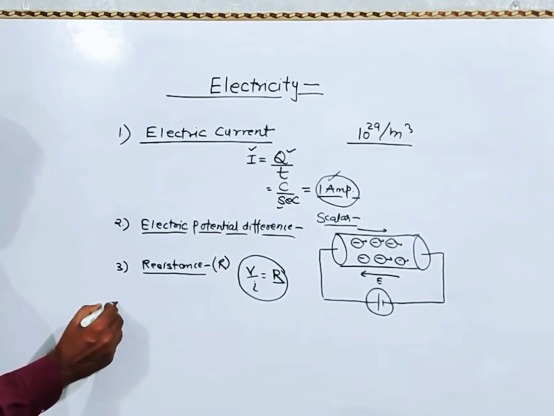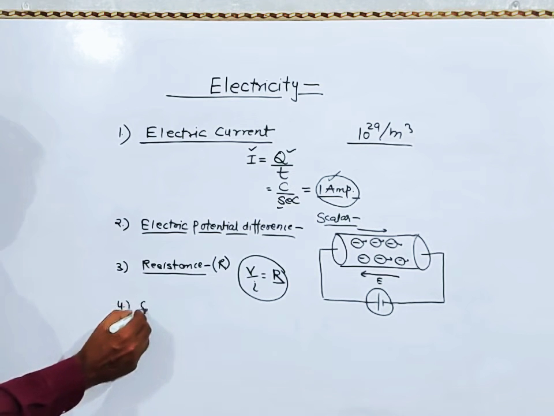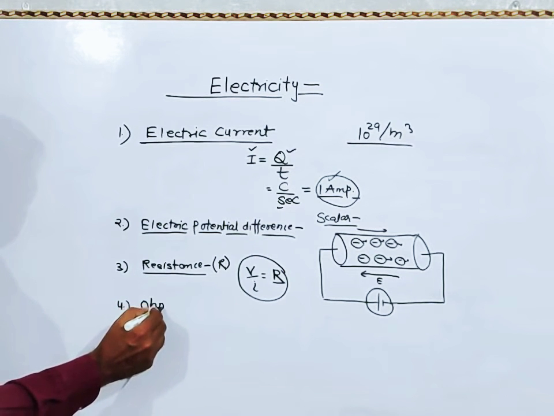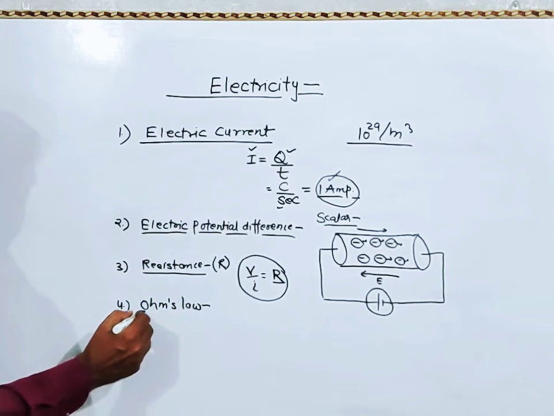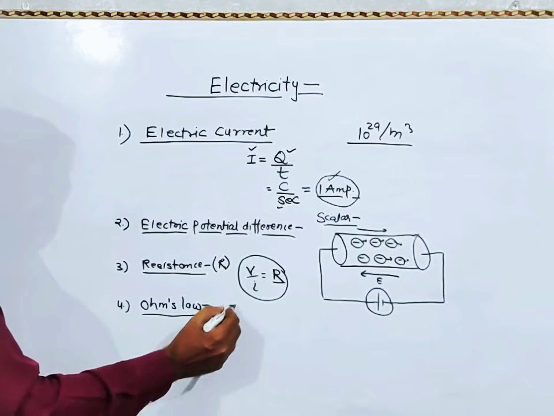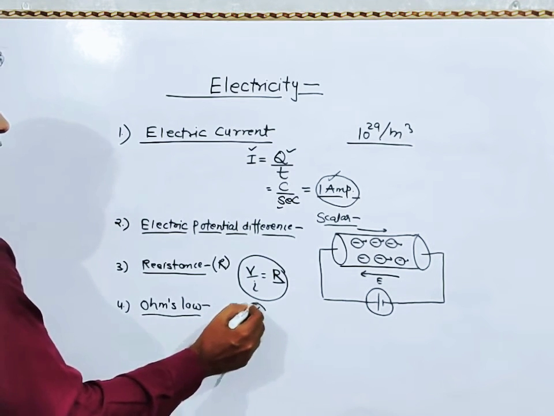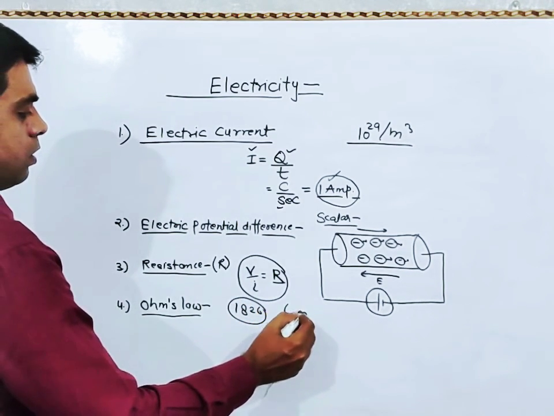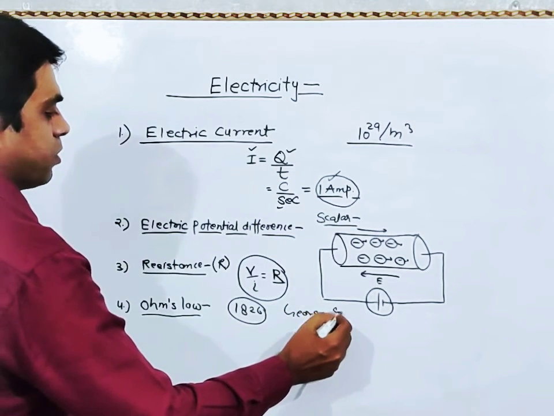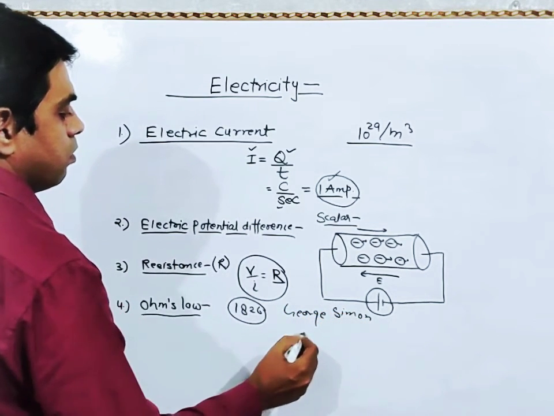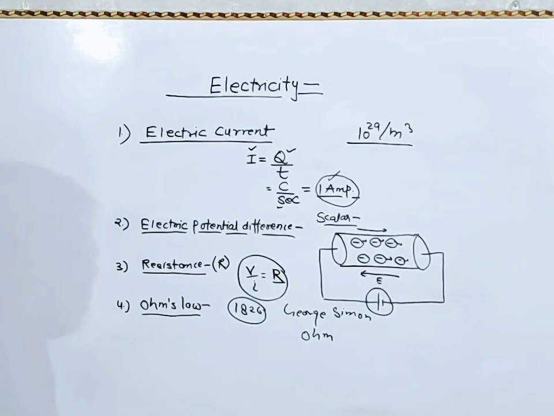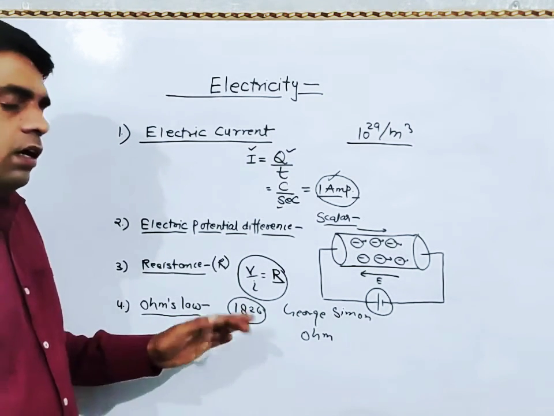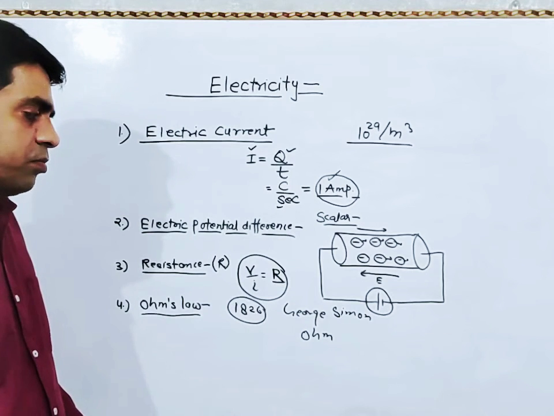Now next we are going to discuss Ohm's law. Now in 1826, George Simon Ohm established a kind of theory related to the conductor for the relation of the potential and the current under the constant physical condition of temperature.